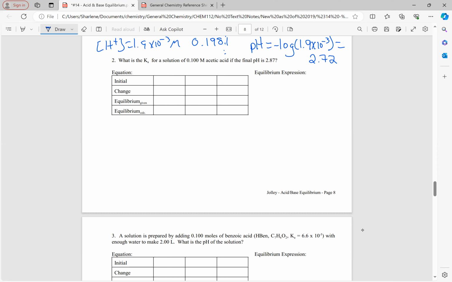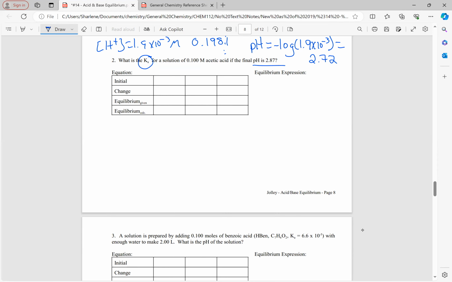Now, if you'll notice, I'm asking for a Ka right here. Isn't it just 1.8 times 10 to the minus fifth? Well, it could be if it was 25 degrees, but this is implying that these conditions, this final pH, it's not going to turn out to be that way. All right, so let's check.